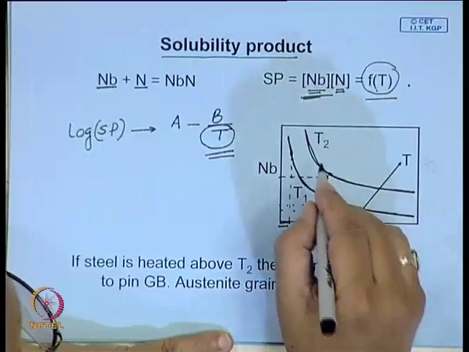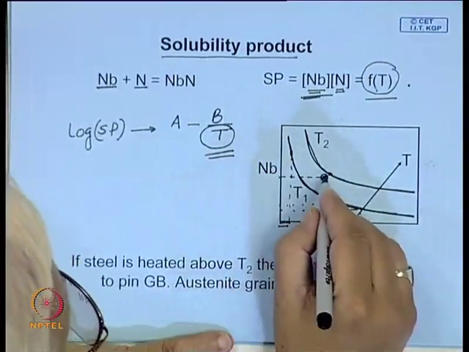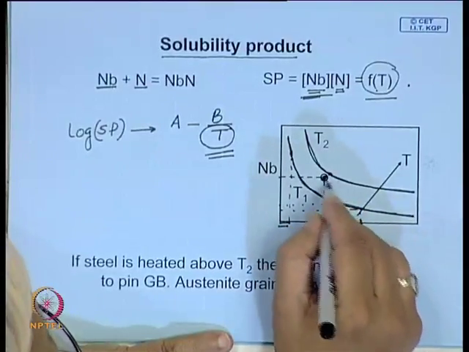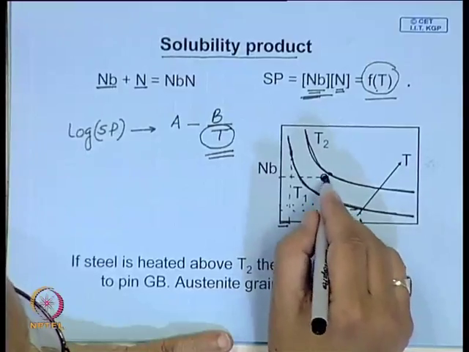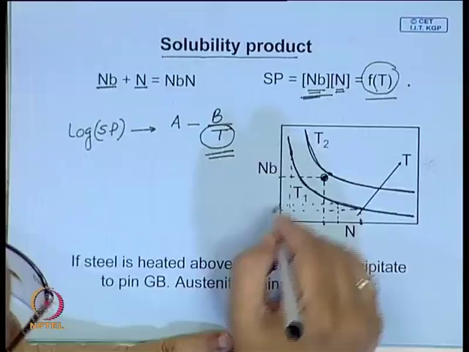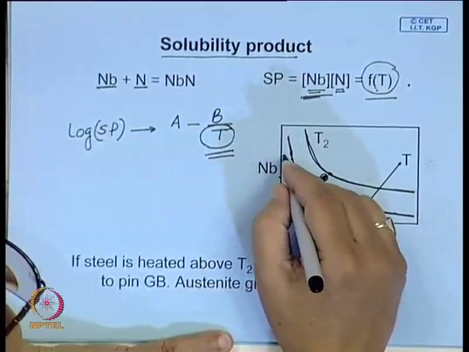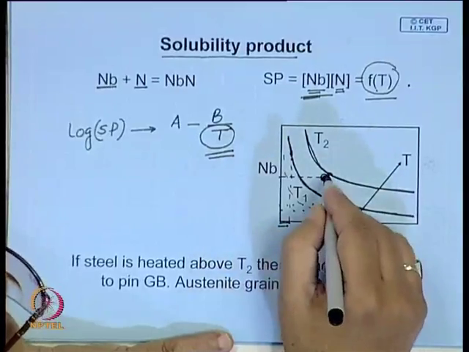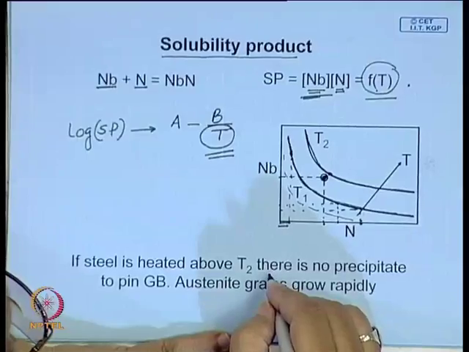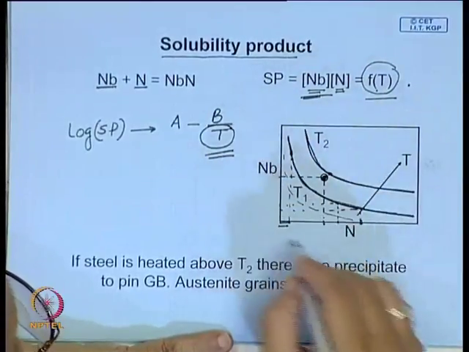If you are austenitizing beyond this temperature, the austenite will grow. If you stay close to this, where some amount of niobium nitride is still there to pin the boundary, the grains will not grow significantly. And next, as you cool, the temperature will go down, say from T1 it will come down to this. So, you will have more and more niobium nitride precipitating out, and it is possible to calculate that amount from this type of diagram.